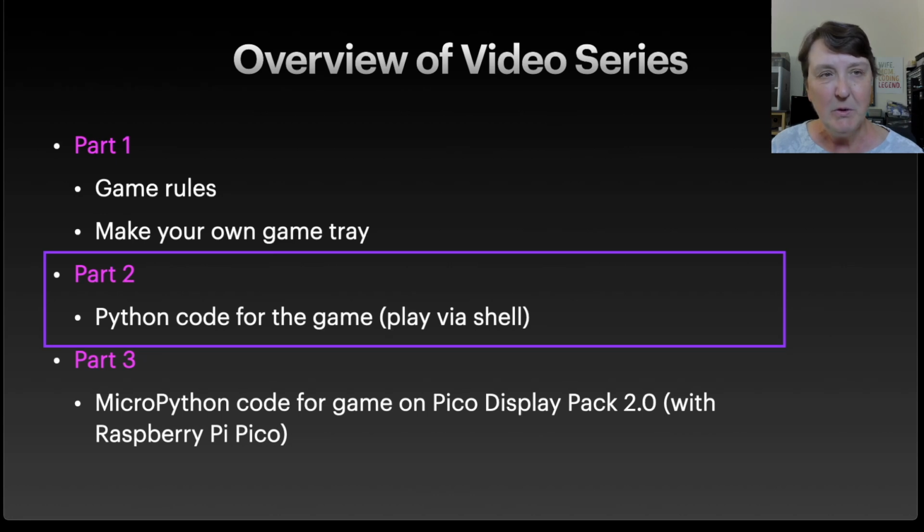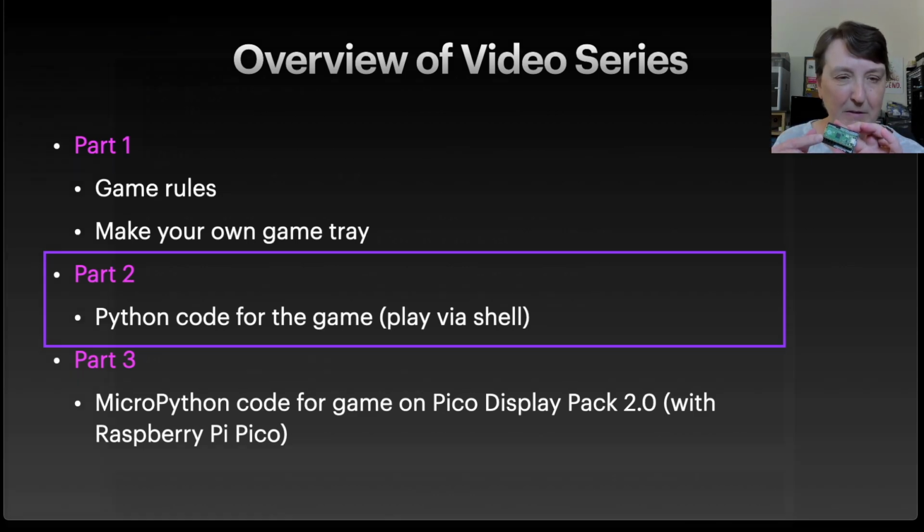This is just a quick overview. Part one was the game rules and how to 3D print a game tray to play the game physically. In this part, we're going to talk about the Python code to play it on our PC. And then in part three, we're going to take that Python code and put it into MicroPython so that we can play it on a Raspberry Pi Pico. I'm going to use a Pico Display Pack from Pimoroni to do that. So I have 4 buttons and a display all attached, and I plug the Pico into the back.